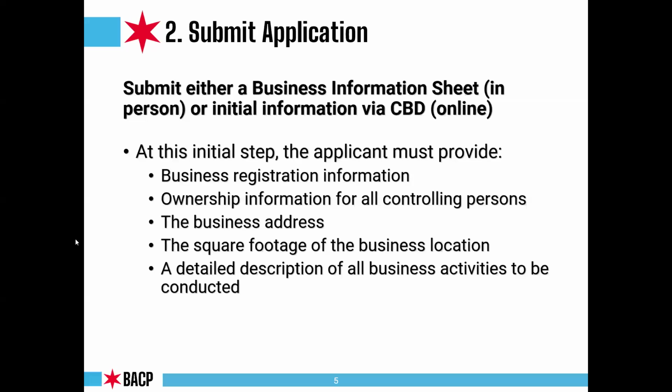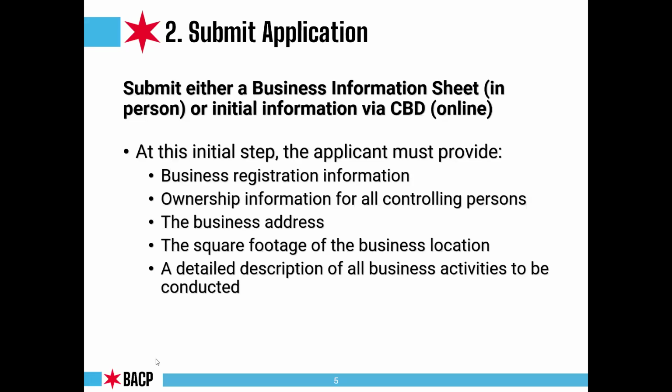So to recap, the first step is you'll complete a business information sheet. In order for that to happen, you'll register your business accordingly, or if you plan on operating as a sole prop, then you'll go with the county clerk. We'll need you to furnish all the information for all controlling parties. We need the address, we need the square footage, and we need to know in detail the product or service that you plan on offering.